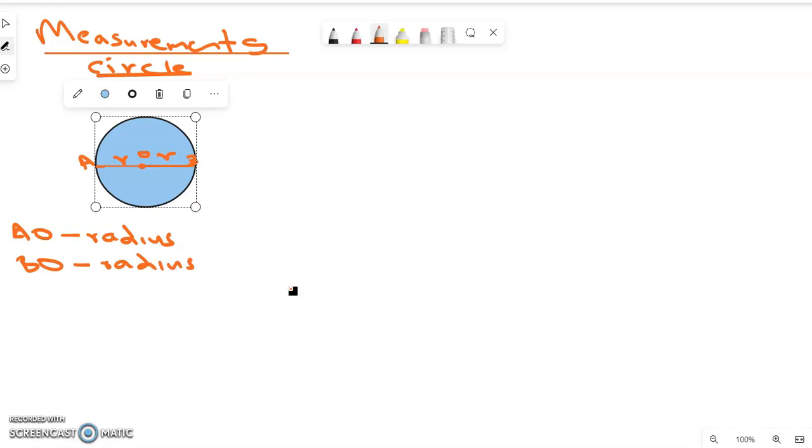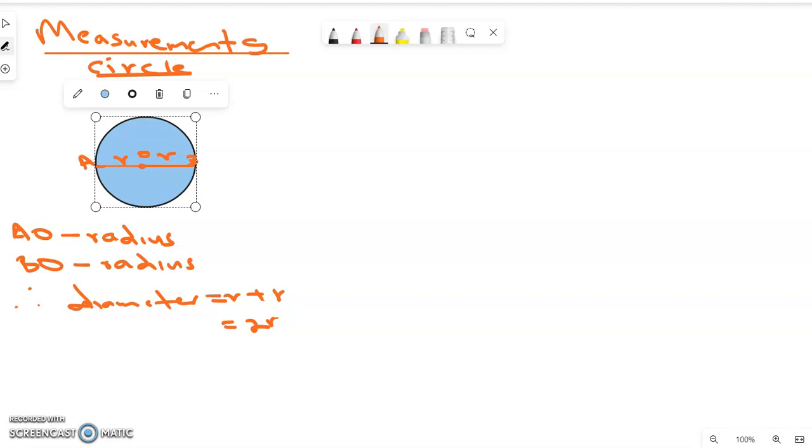And we know that the line that is drawn from one end of the circumference to another end of the circumference is called a diameter. So therefore we can conclude here that a diameter is equal to a radius plus a radius, which is twice the radius.